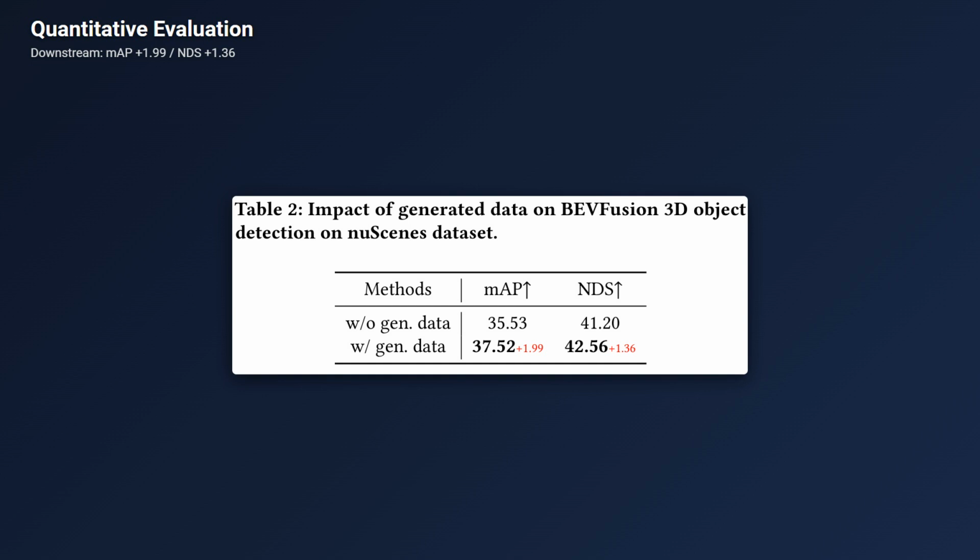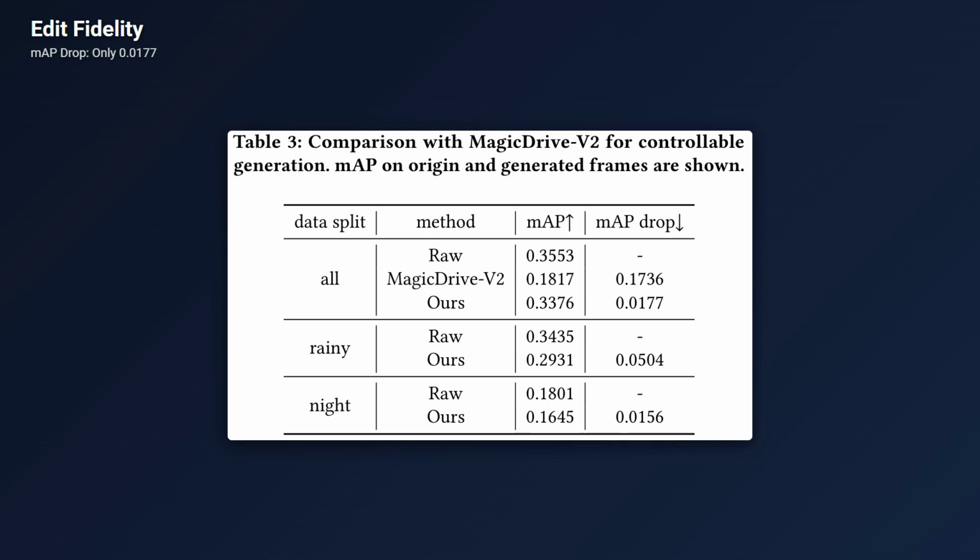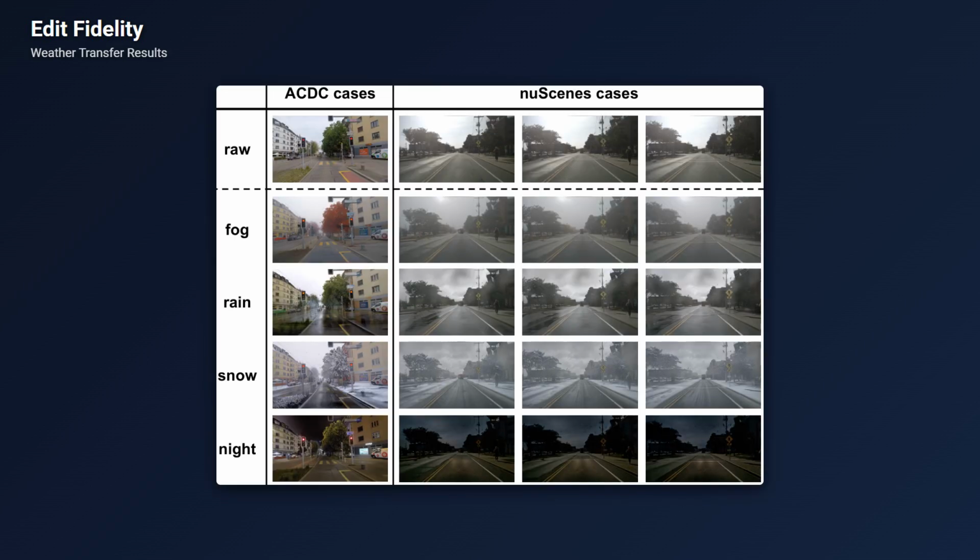For real-world perception algorithms, we evaluate edit fidelity, how well seen elements are preserved. Our mAP drop is only 0.0177 after weather transfer versus 0.1736 for MagicDrive-V2. The same scene transformed into fog, rain, snow, and nighttime. Vehicles, pedestrians, and traffic signs are nearly perfectly preserved. Weather effects appear realistic and natural.